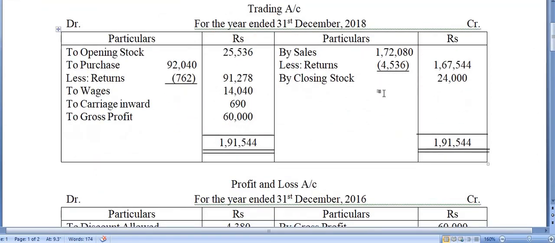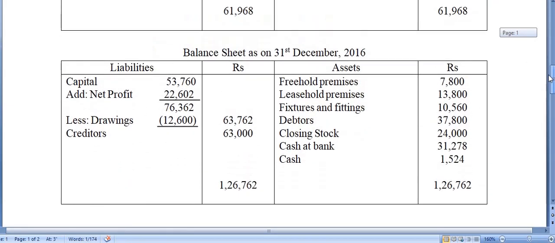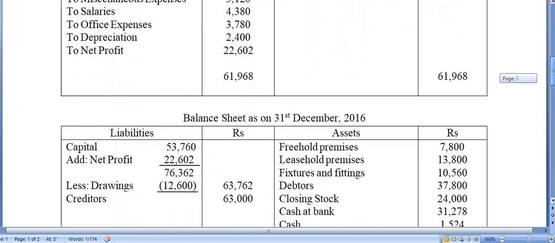Closing stock appears first in the trading account, and second in the balance sheet. If it is given outside the trial balance, remember, it appears twice. Any item given outside the trial balance appears twice. Later on we will see other adjustments also given outside the trial balance, but in this particular question only one adjustment is there, that is the closing stock.